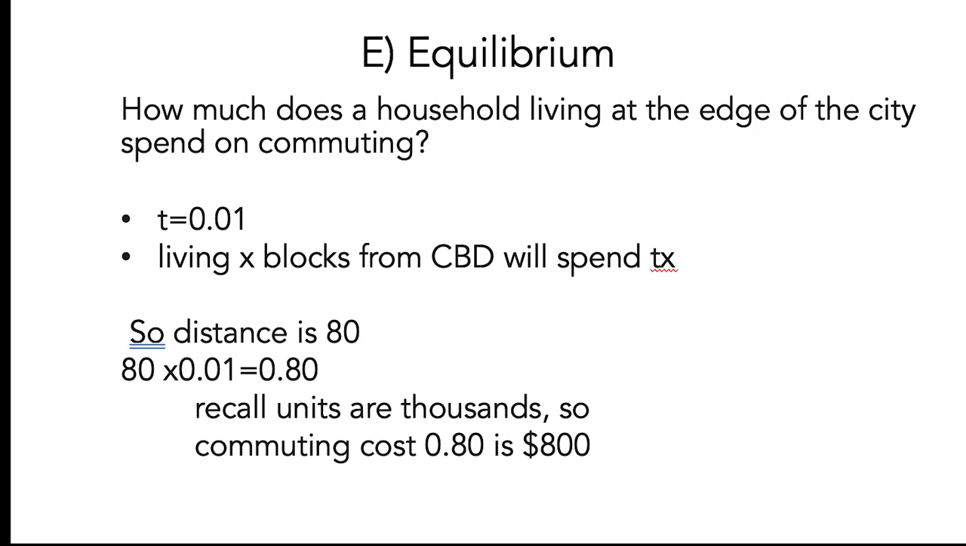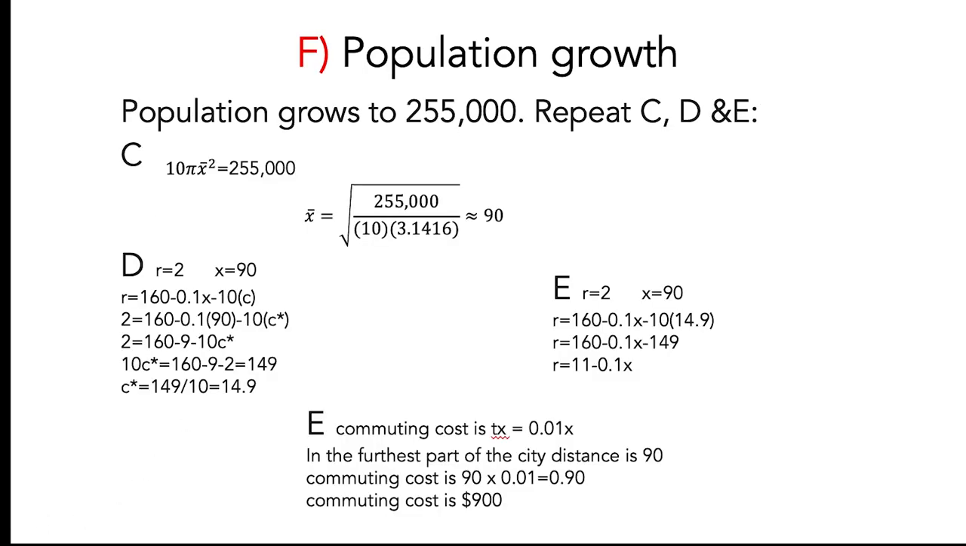That means when the distance is 80, what is the commuting cost? And if you recall from the setting at the beginning, the cost per block was 0.01. So if you have to travel 80 blocks, that would be 80 times 0.01 equals 0.80 units. We're talking about thousands, so that means $800. Okay, we solved it. Now they're going to complicate our lives a little bit.